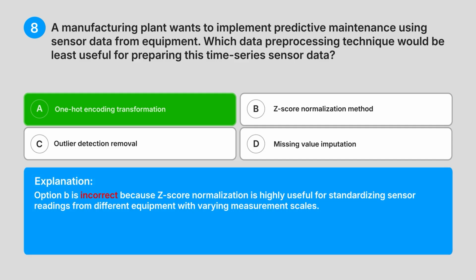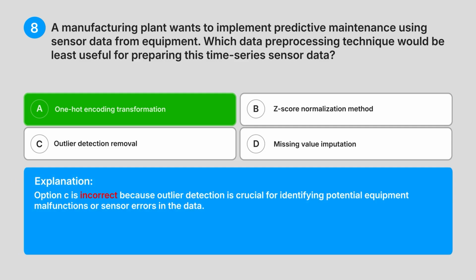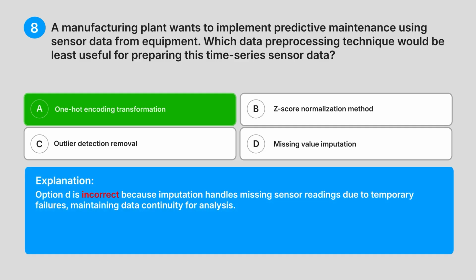Option B is incorrect because Z-score normalization is highly useful for standardizing sensor readings from different equipment with varying measurement scales. Option C is incorrect because outlier detection is crucial for identifying potential equipment malfunctions or sensor errors in the data. Option D is incorrect because imputation handles missing sensor readings due to temporary failures, maintaining data continuity for analysis.